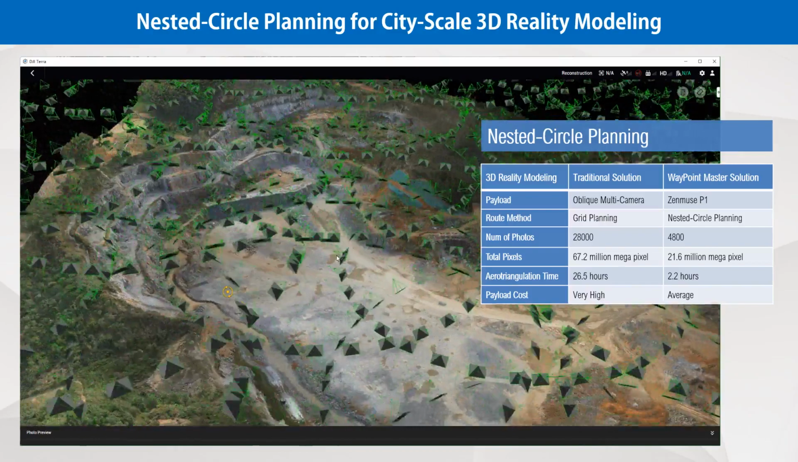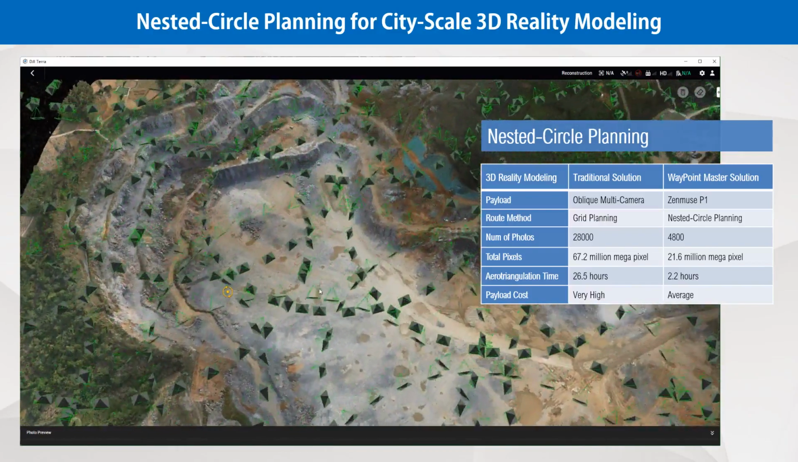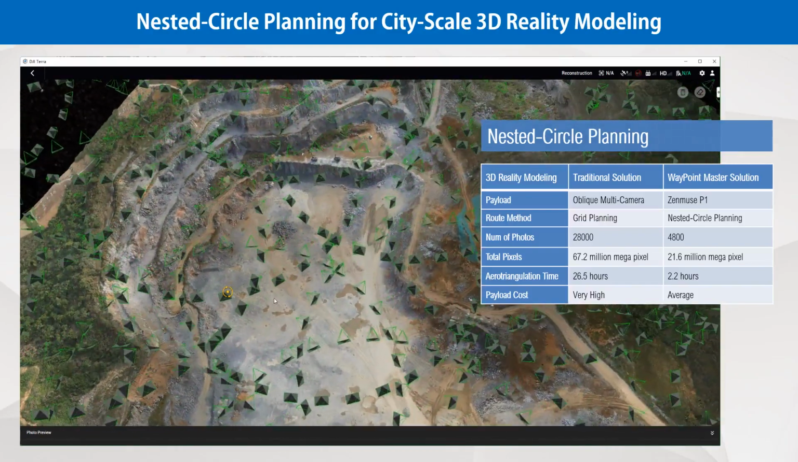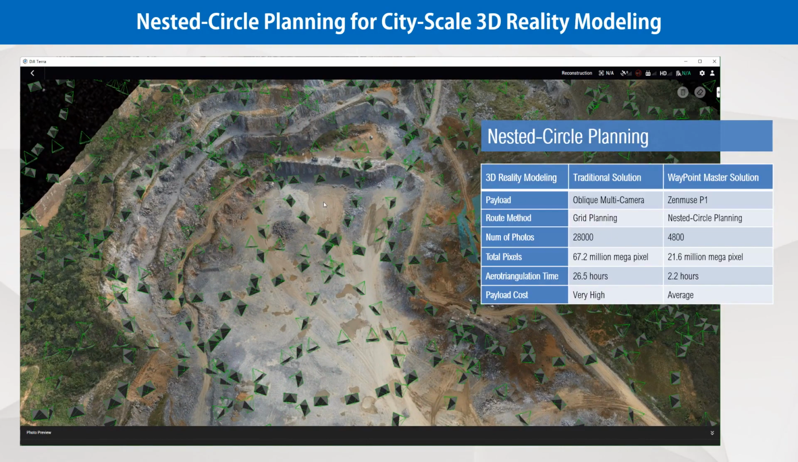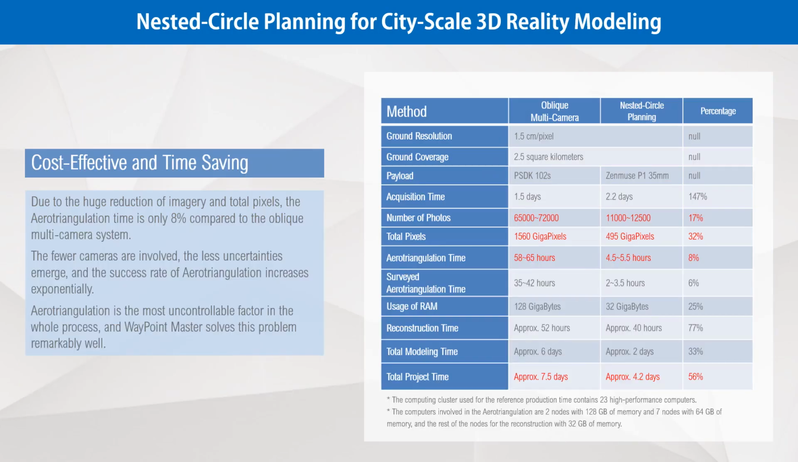This reduction accelerates the aerial triangulation process and also achieves a higher success rate. As we know from the table, because of the huge reduction of photos and total pixels, the aerial triangulation time is only 8% compared to the oblique multi-camera system.